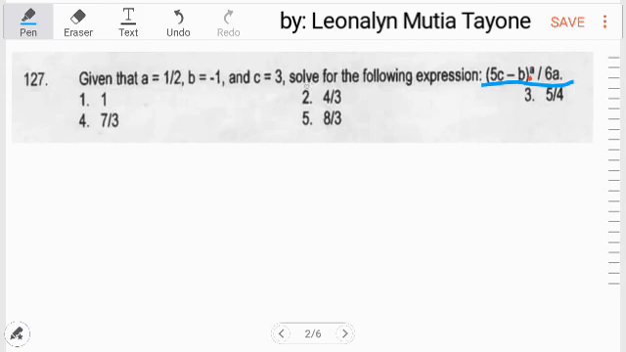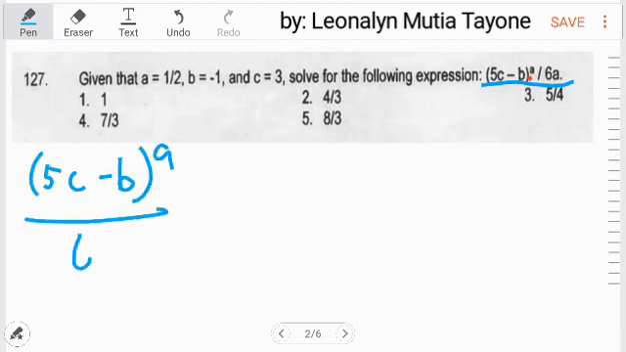Ito yung solve the following expression. So, 5C equals B, tapos A over 6A. Ngayon mag-substitute tayo. Ito si C, so 3 ito. I-delete na natin yan. Gawin natin siyang 3. Ito namang si B, negative 1. So, dapat nasa loob siya ng parenthesis, that is negative 1.